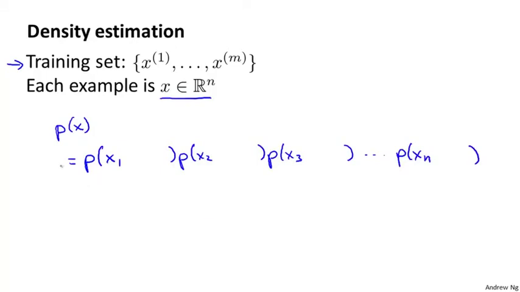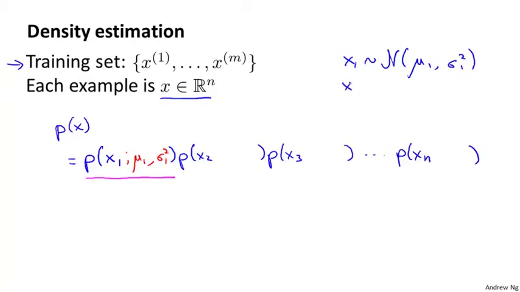So how do we model each of these terms, p of x1, p of x2, and so on? What we're going to do is assume that the feature x1 is distributed according to a Gaussian distribution with some mean, which I'm going to write as mu1, and some variance, which I'm going to write as sigma squared 1.